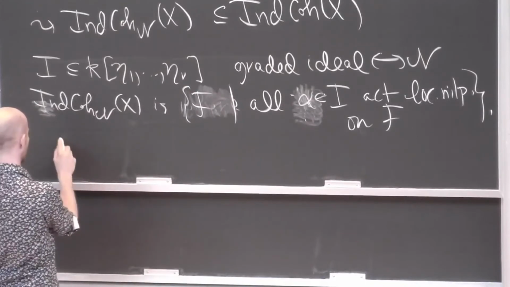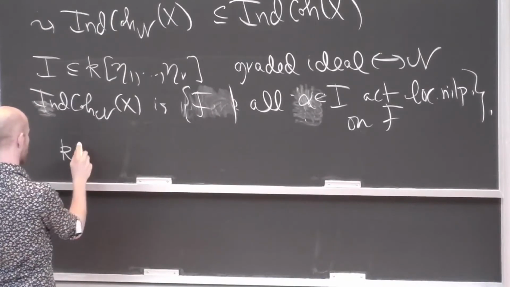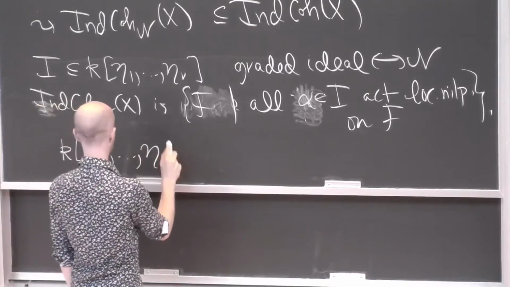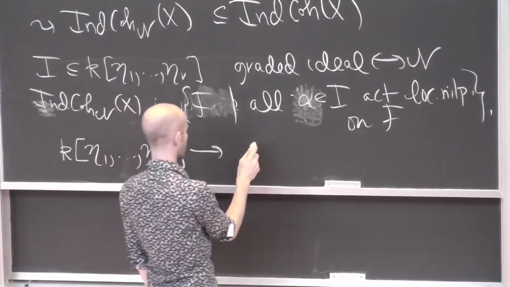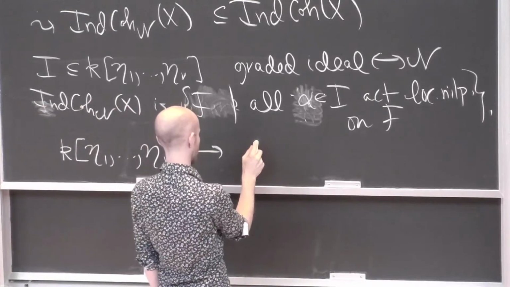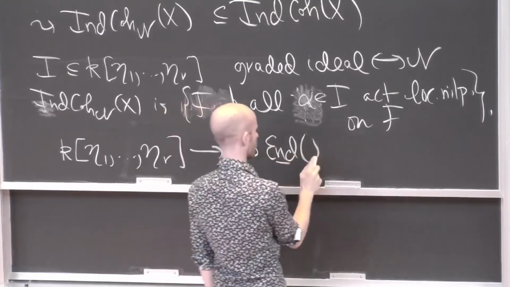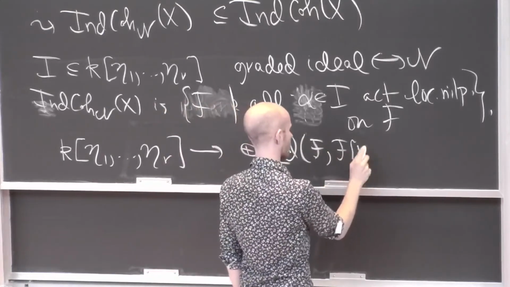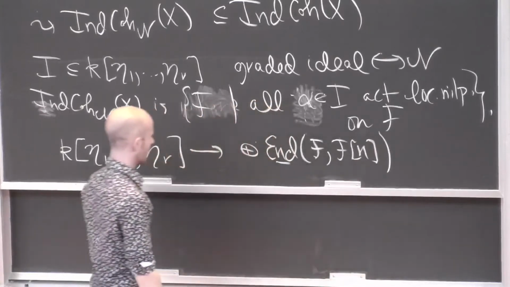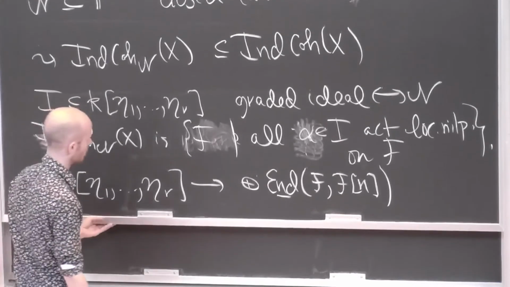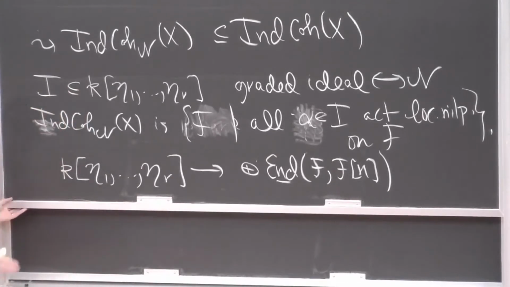Another way to say this is that there's a canonical map of algebras from this k[η1, ..., ηr] to the graded endomorphisms of F. So the direct sum of endomorphisms of F moving to its shifts by n. And I ask that some power of α lie in the kernel of that map. So it's a kind of typical support condition.